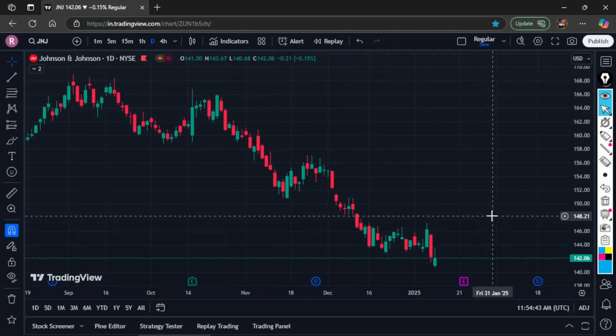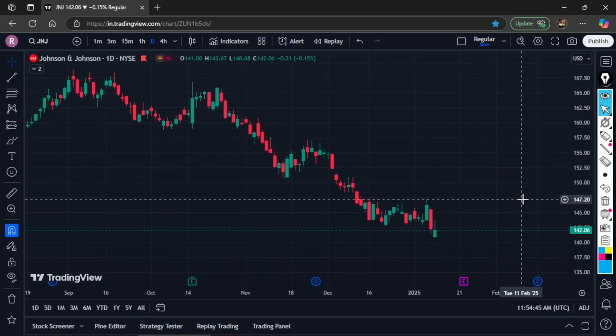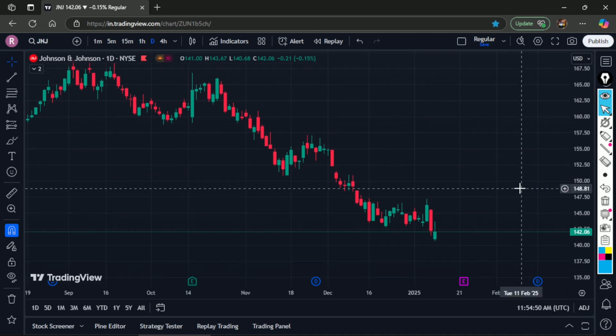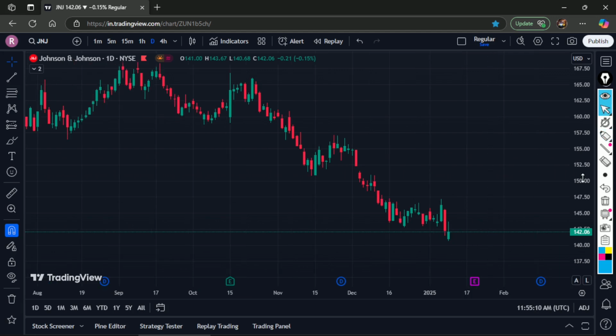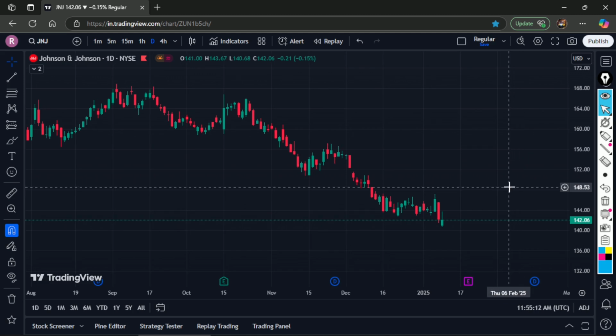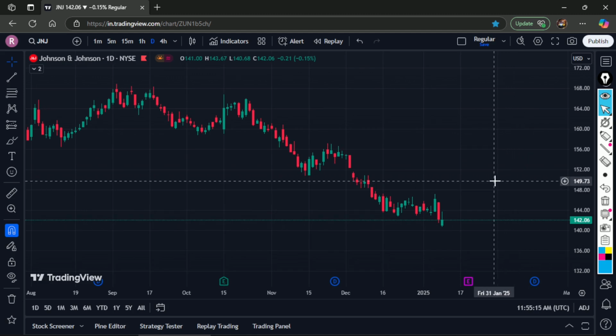Now in JNJ, it is at a perfect point where we can sell. As we can see, it was trying to break this level, and after breaking it, a very beautiful retracement has just happened. So if it opens flat or gap down and tries to go downside, we can plan to sell near this level, and a good move can be expected here. But we'll wait here and see how things unfold.